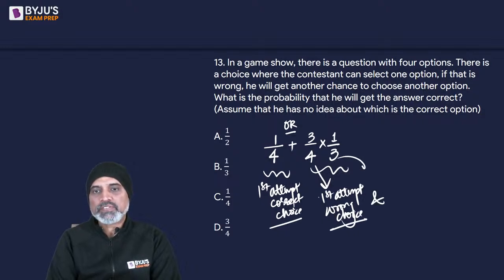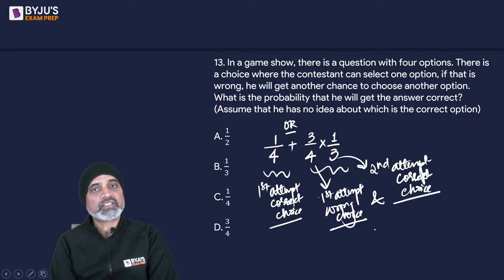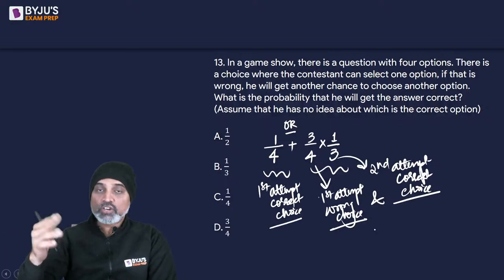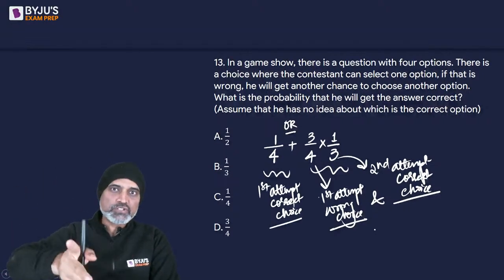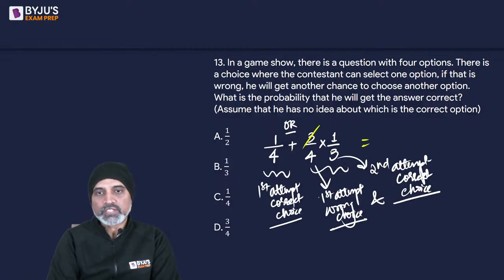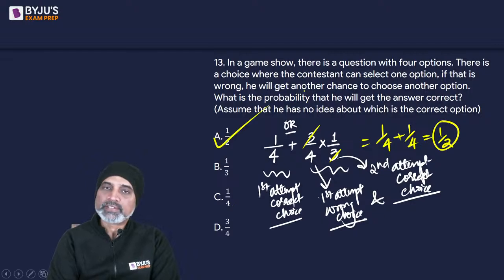And then he will be given the second attempt, right? And in the second attempt, he is able to identify the correct one, or he is able to pick by luck the correct choice. These are the 2 ways by which he can answer it correctly. Once where he chooses first time and he is correct, or he chooses the first time and it is wrong, and in the second one it turns out to be correct, right? So 3 and 3 cancels out. So we will have 1 by 4 plus 1 by 4. That results in half. So option A.